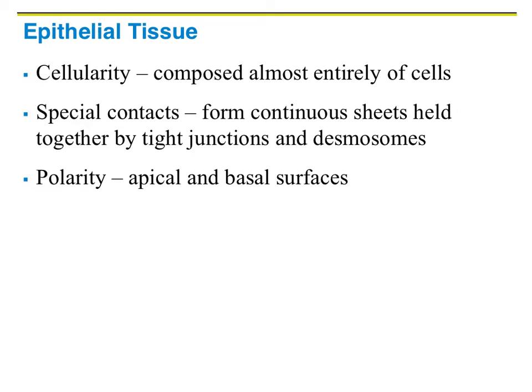Epithelial tissue also comes in sheets. Cells that are located at the top are referred to as the apical cells. So the top surface would be the apical or superficial surface, and the bottom is the basal surface. This gives epithelial tissue the characteristic of polarity.